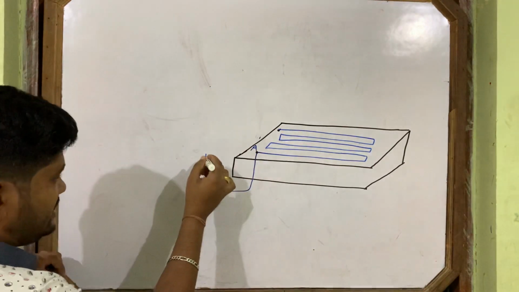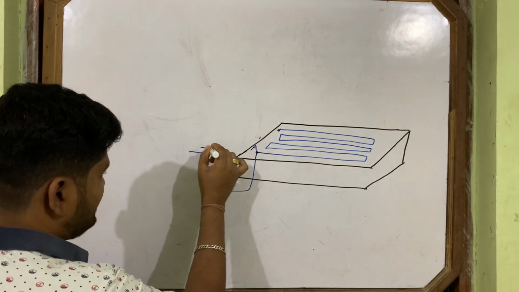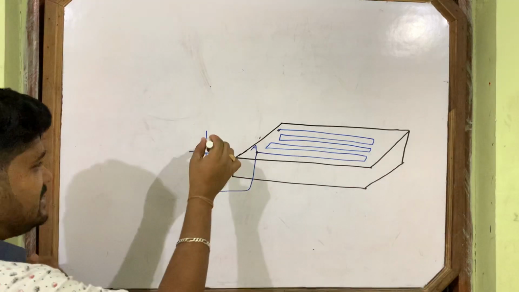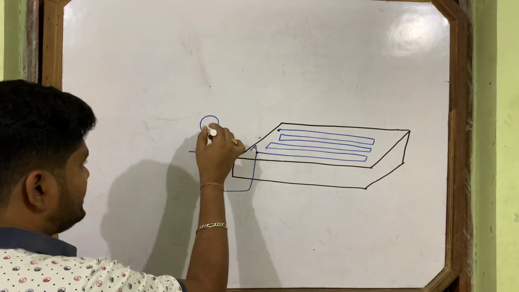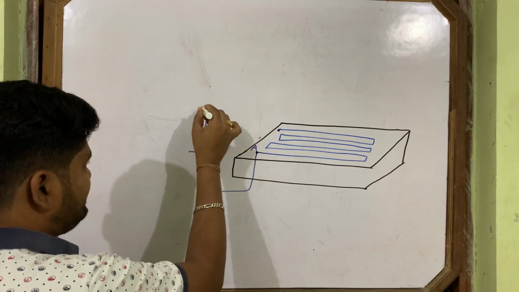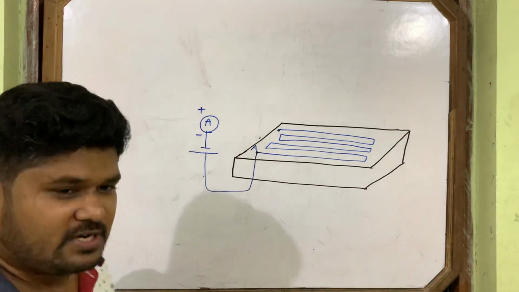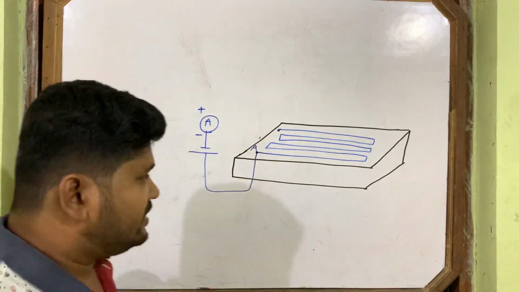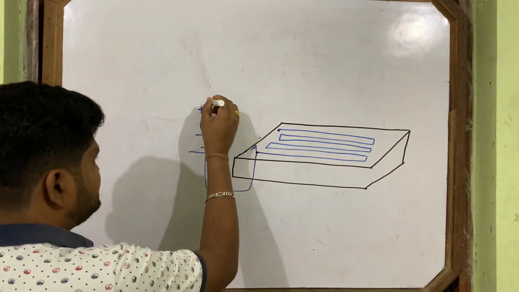So to give the current, we need one cell. You see, I connect one cell. To measure the current, you connect an ammeter. Here negative, here positive; ammeter terminals are important. You connect an ammeter. Then the rheostat.